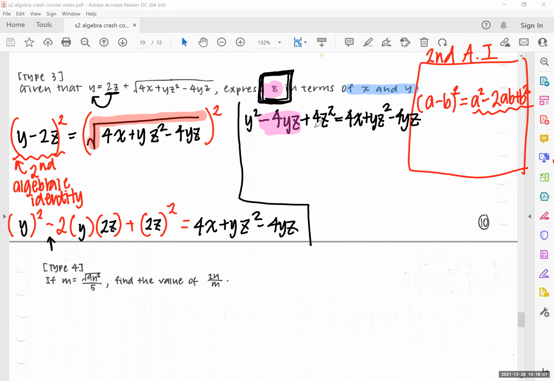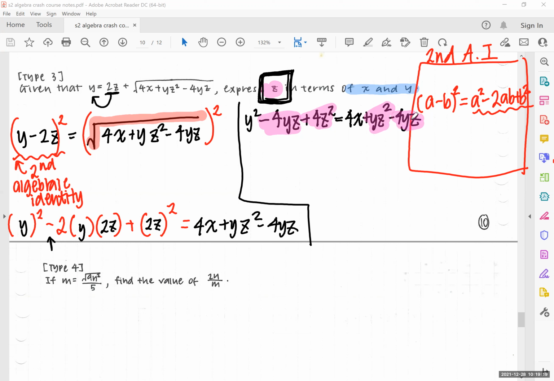Next, what about this person? Yes, also highlight. Next, what about this person? 4x. No, right? Next, positive yz squared. Yes. What about negative 4yz? Yes?